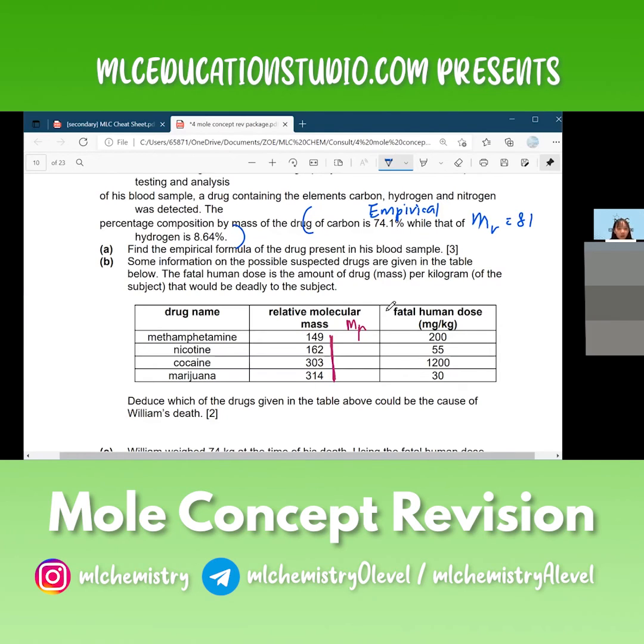Okay. So out of all 4, the only one that is a multiple of 81 is nicotine. If you use 149 divided by 81, you won't get a whole number. I want to get a whole number because I want to prove that it is a multiple of the empirical formula. Can follow? Okay, this question is a bit tricky. It's not the typical one that you will see. So if you really cannot understand, don't worry, it's only 2 marks.